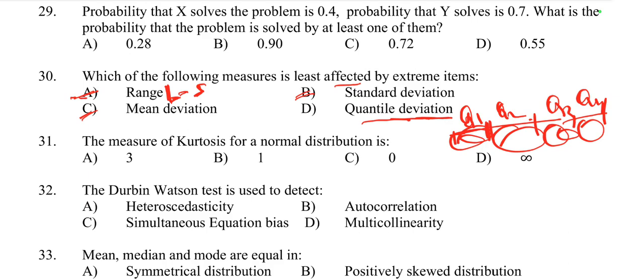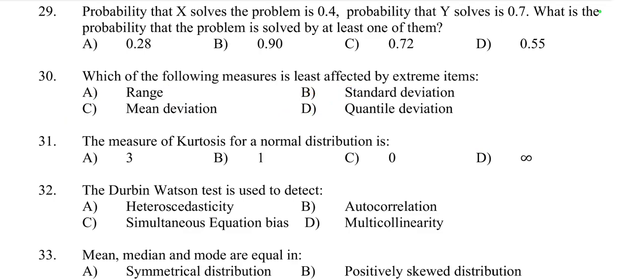It is affected, but comparatively less affected than range, standard deviation, and mean deviation. So option D is right here, compared to measures like range, standard deviation, even mean deviation. The least affected by extreme values is quartile deviation.